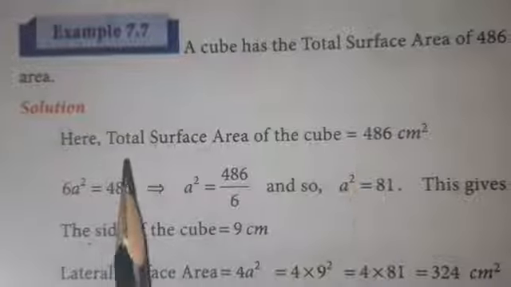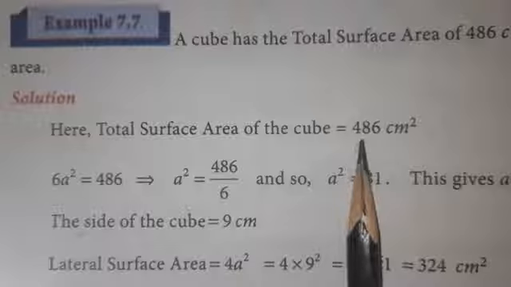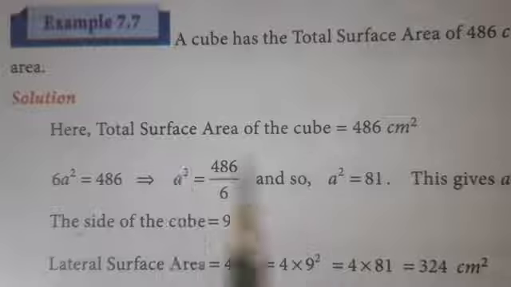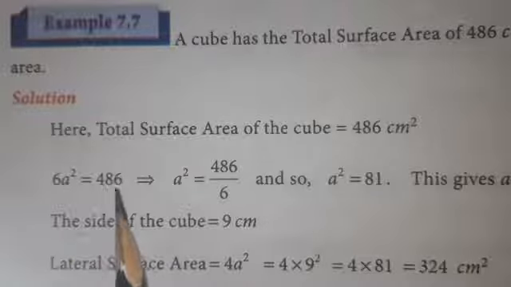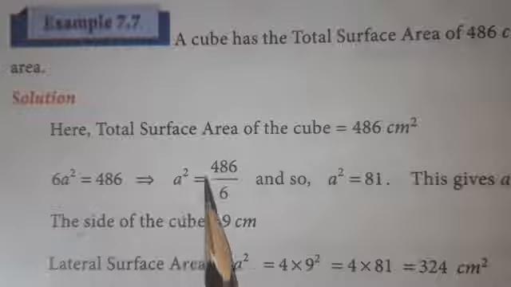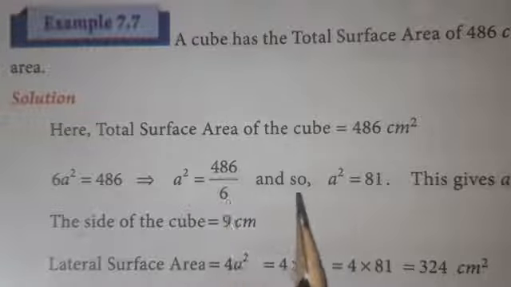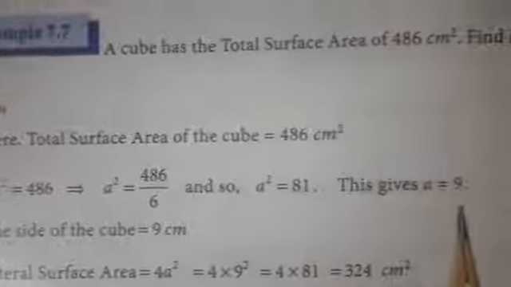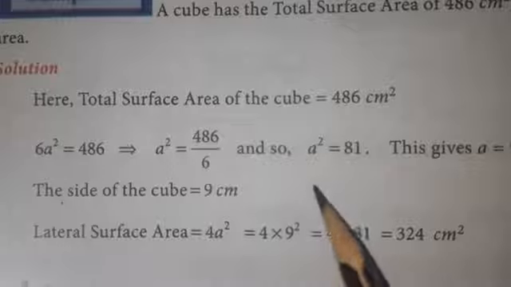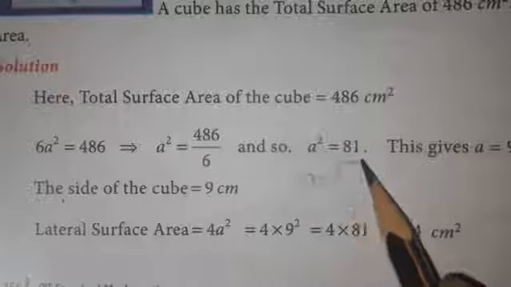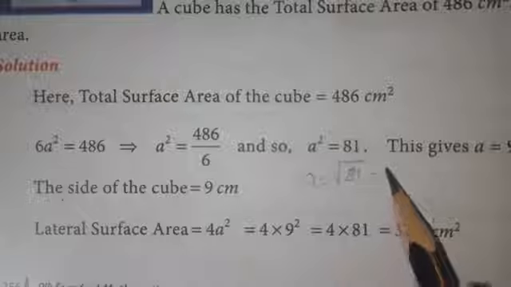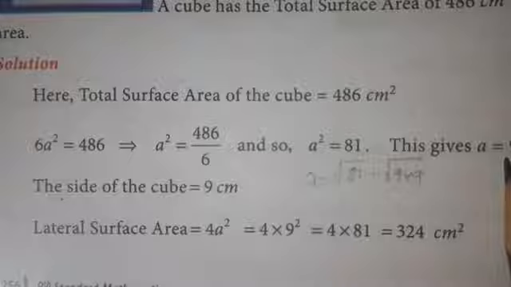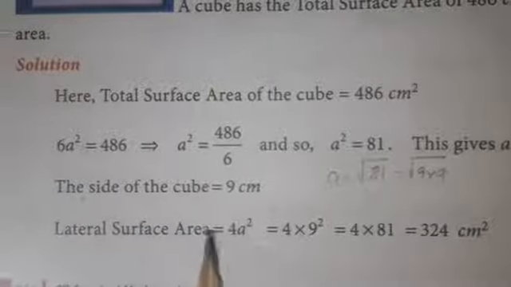In this question, they have given us the total surface area of a cube, 486 centimeter square. The formula for TSA of a cube is 6A square, which is equal to 486. Then A square is equal to 486 divided by 6. When we cancel, you will get 81. A square is equal to 81. For A, the square goes to the other side as a square root, so A is the square root of 81. 81 is a square number, so we can write 9 into 9. Among these, we take 9. So A value is 9 centimeter.